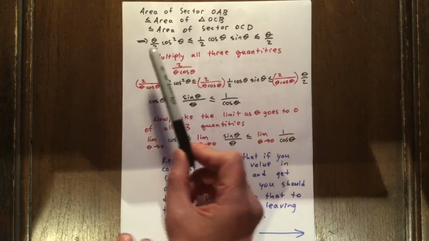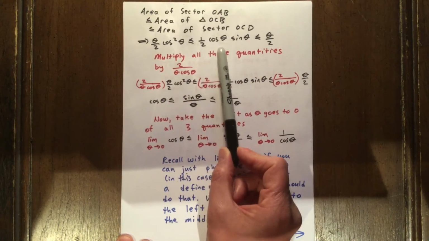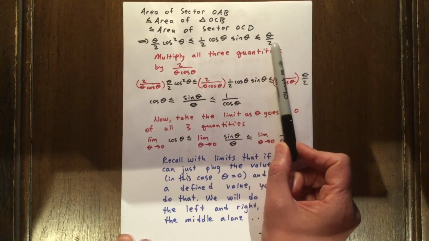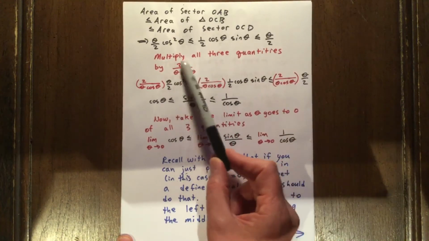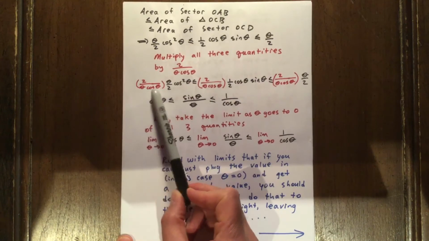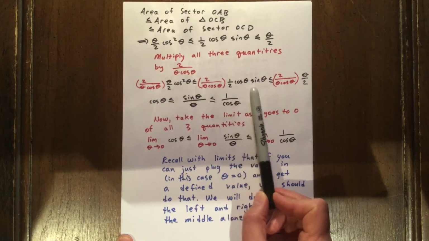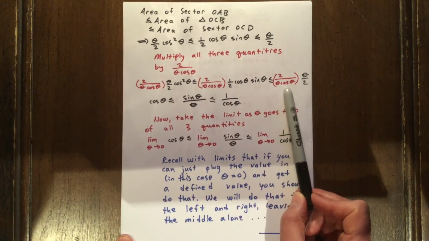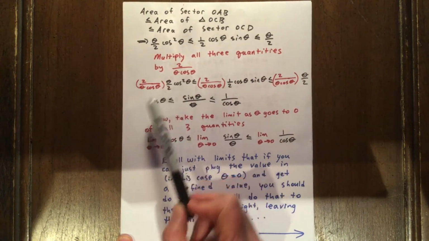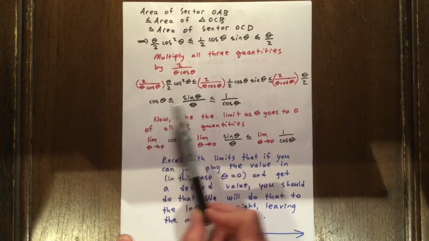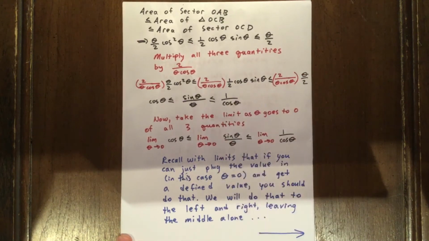Now we already know the area of the blue sector is theta over 2 cos squared theta. The area of the triangle is 1/2 cos theta sine theta, and the area of the pink sector is theta over 2. We're going to multiply all three of these quantities by 2 over theta cos theta. So 2 over theta cos theta times theta over 2 cos squared theta is less than or equal to 2 over theta cos theta times 1/2 cos theta sine theta, which is less than or equal to 2 over theta cos theta times theta over 2. We can simplify. This quantity simplifies to cos theta, this quantity simplifies to sine theta over theta, and this quantity simplifies to 1 over cos theta.